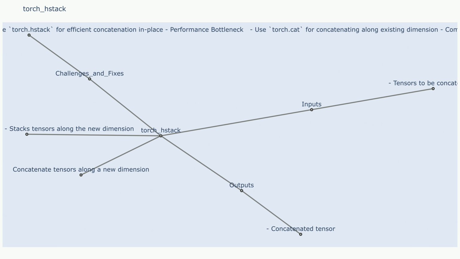Chunking. Break down large tensors into smaller chunks and stack them individually to reduce memory pressure. Leverage torch.cat with dim=1 for horizontal stacking. The torch.cat function can sometimes offer better performance. You can specify dim=1 to achieve the same result as torch.hstack.